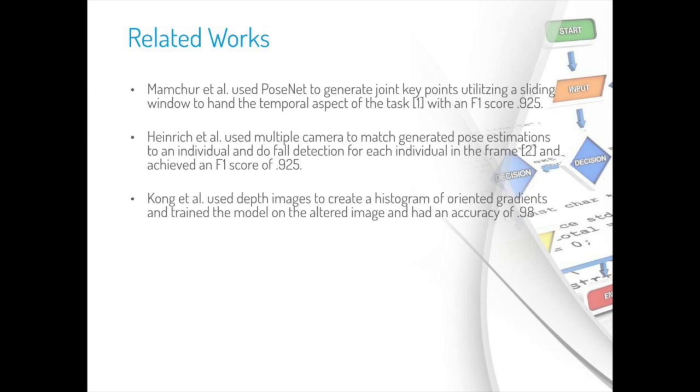In the mentioned paper, Mamchur and others used PoseNet to generate joint key points and utilized a sliding window to handle the temporal aspect of the task. They achieved an F1 score of 0.90. Heinrich et al. used multiple cameras to match generated pose estimations to an individual and do fall detection for each individual in the frame, and achieved an F1 score of 0.925. Other vision-based models use features based on depth images as input.